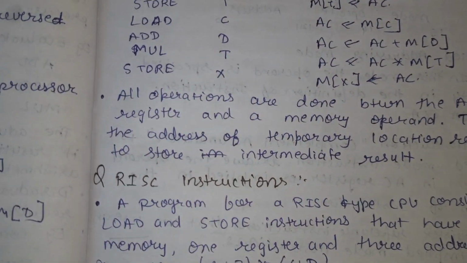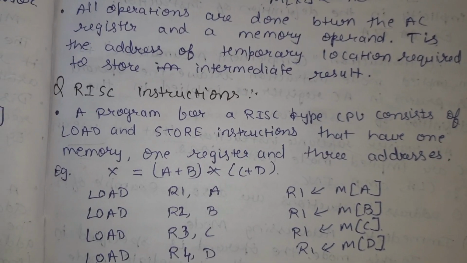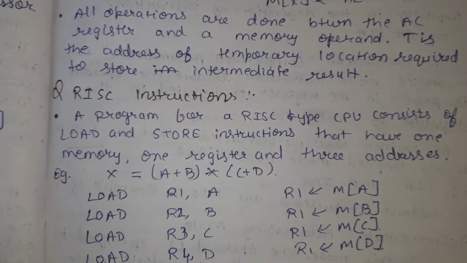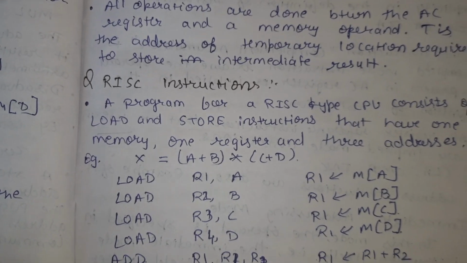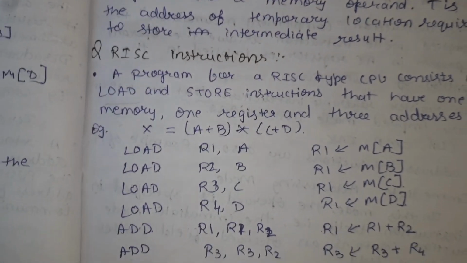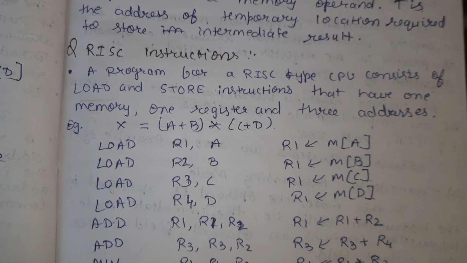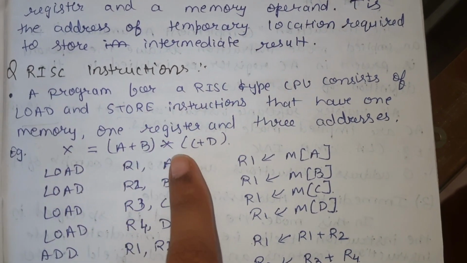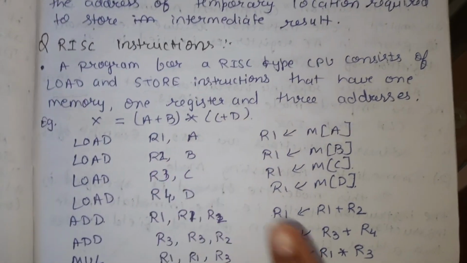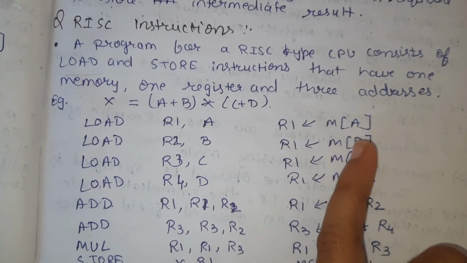Now we will understand RISC instructions. A program of a RISC type CPU uses load and store instructions that have one memory, one register, and three address, where X equals A into B and C plus D. So now what we will do is we need to write the register and operand here also. In that, first we have loaded the memory address in R1, B.